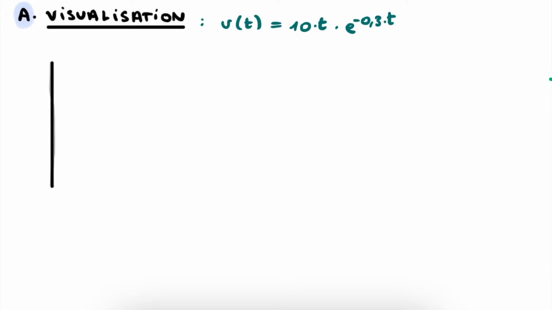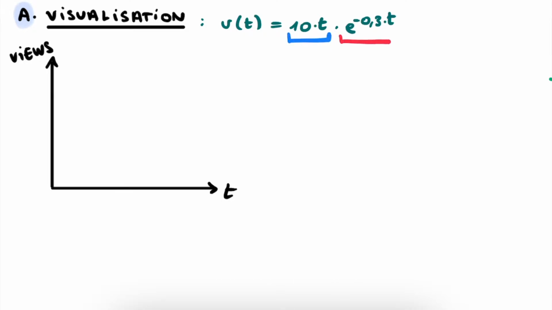And to visualize this function, we of course first need to draw our graphs. On the x-axis we have t, the amount of time after release, and on the y-axis we have the current views. Now, how do we intuitively plot this complicated looking function? Well, we see that it basically is composed of two functions that are multiplied to each other. On the one hand, we have 10 times t, and on the other hand, we have e to the power of minus 0.3 times t.